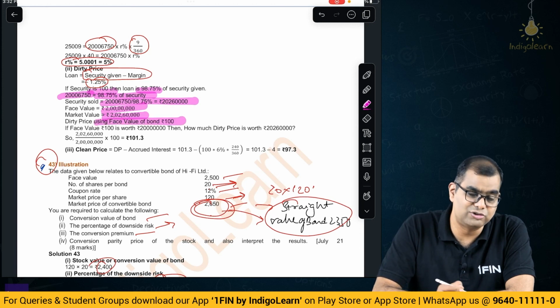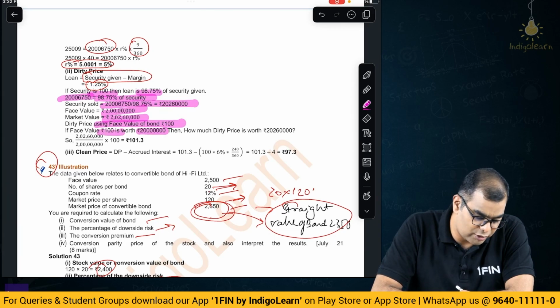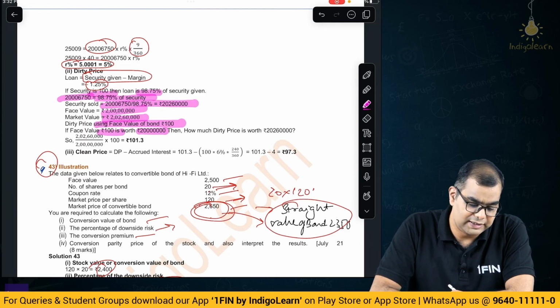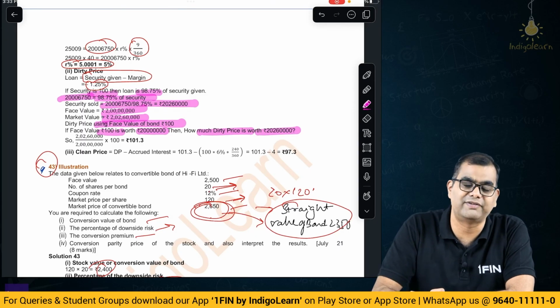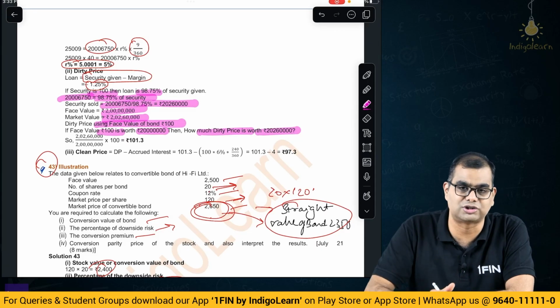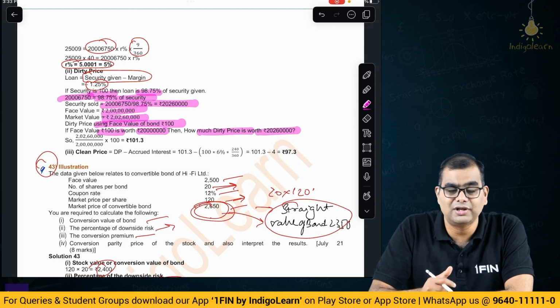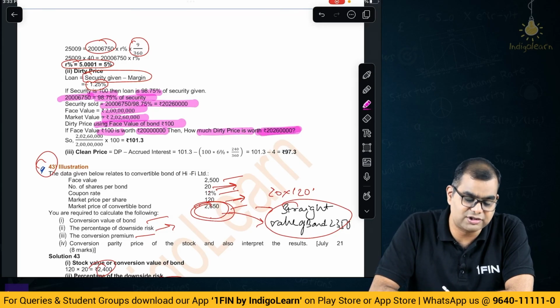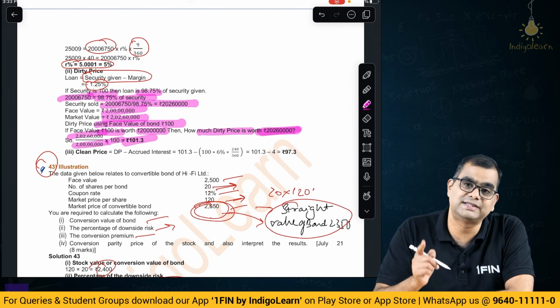So, the dirty price using face value of the bond of 100. How do you find the dirty price? Face value of 100 is worth this 2 and 7 zeros, which is 2 crores. Then how much is the dirty price, your value of the security that is given? Because face value of the security is 2 crores, but the security today may have some accrued interest, and including that accrued interest, it is 202640. So, 202640 by 2 crores into 100, you get basically 101.3 as the dirty price.